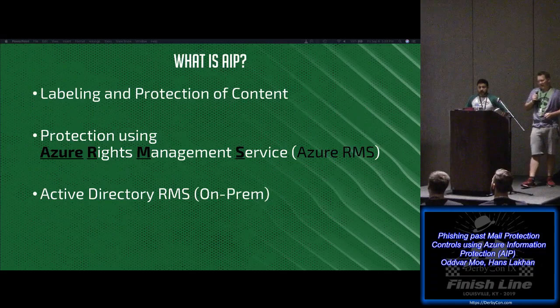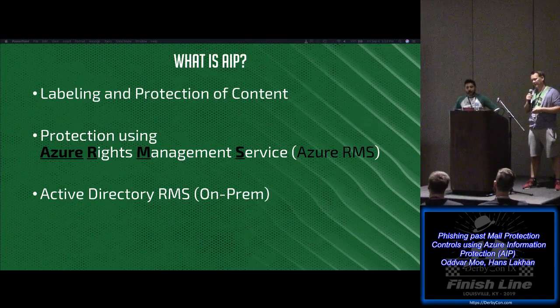So what is AIP? It's basically a way to label content and make things happen automatically. Meaning that if you label something confidential, you can get Azure Information Protection to automatically encrypt the files or tag them in a special way. The mechanism behind it is called Azure Rights Management Service, or Azure RMS. Back in the days when we didn't have clouds, we had something called Active Directory RMS. That's the same thing, just on-prem.